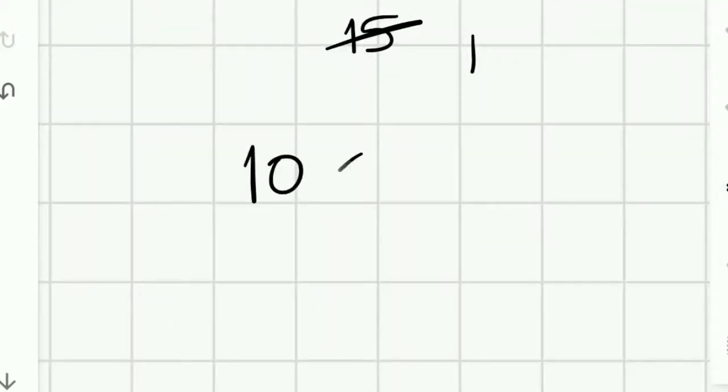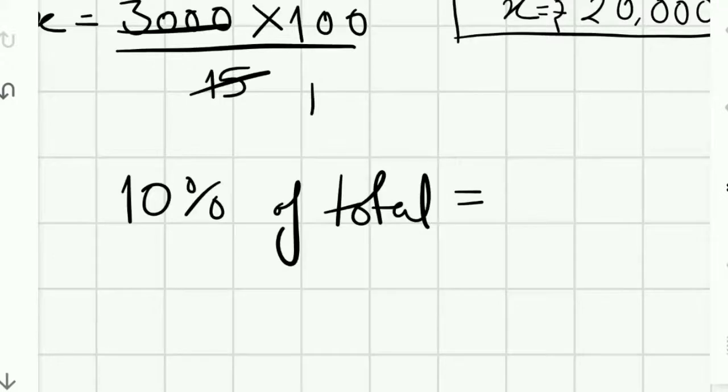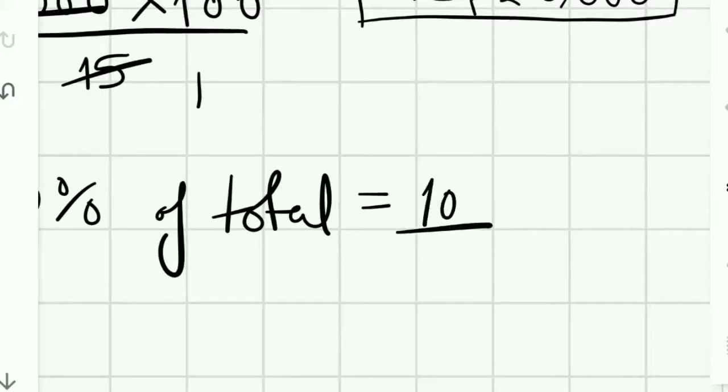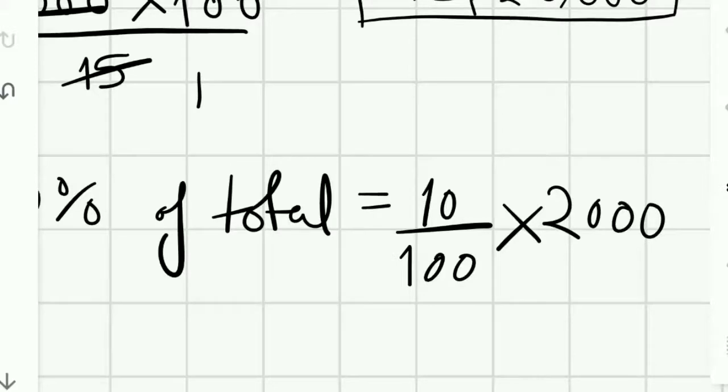10% of total salary equals expenditure on clothes. So it will be 10 upon 100 into 20,000.